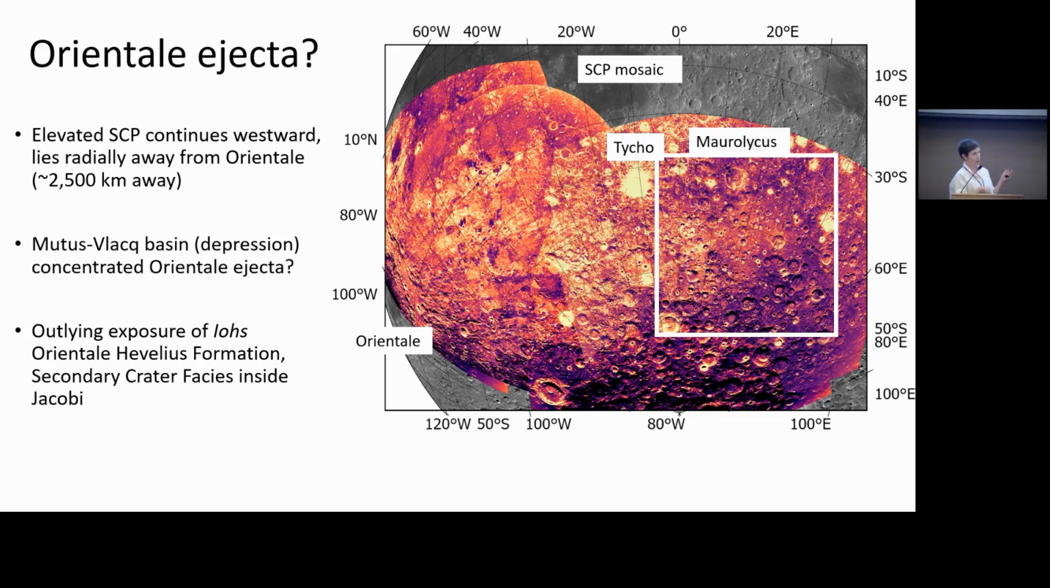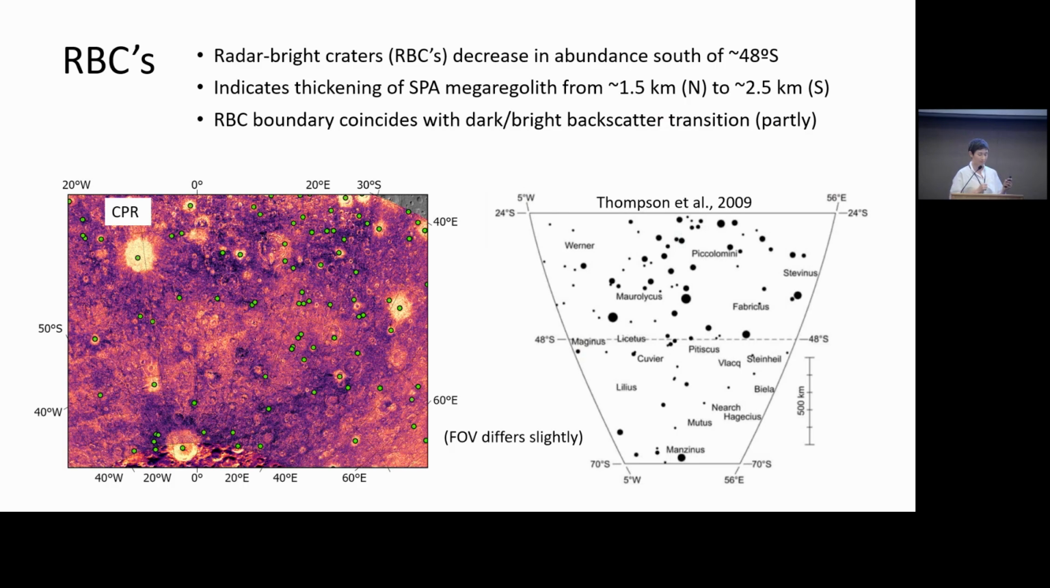There is some evidence to support this in that in Jacobi crater, right in the middle of this area, there's a small outlying exposure of the Hevelius formation, which is an Oriental ejecta sculpted unit. So we know that there is a surface expression of Oriental ejecta secondaries, but if there's Oriental material on the surface, maybe it's not crazy to think that there's Oriental ejecta in the near surface. So that could be explaining the broad radar backscatter variations that we're seeing.